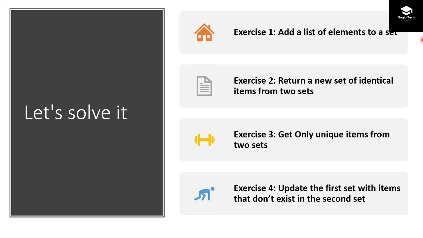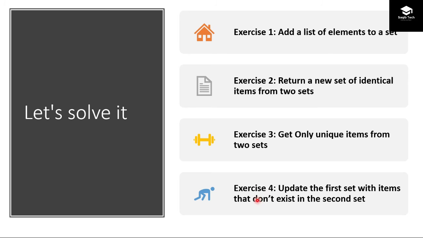Exercise 1: add a list to the elements of a set. You know how to do it. Second, return a new set of identical items from two sets. For example, there are two sets A and B. Your task is to find the elements that are present in both sets and print them. Exercise 3: get only unique items from two sets. This is also the same, but it is used to check only unique elements.